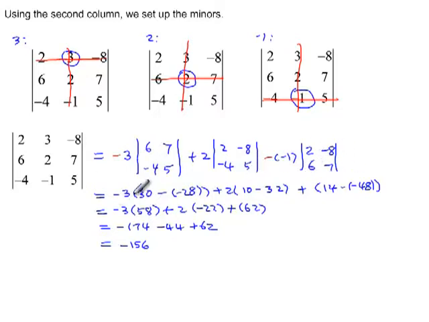So work it out. Negative 3, 6 times 5 is 30, minus a negative 28. That actually gives you a positive 58. 2 times the quantity, 2 times 5 is 10, minus 32, which gives you negative 22. 2 times 7 is 14, minus a negative 48, so it will be plus, so it will be 62. So you should have negative 3 times 58 plus 2 times negative 22, plus 1 times 62. So add them together, and you get exactly the same thing.